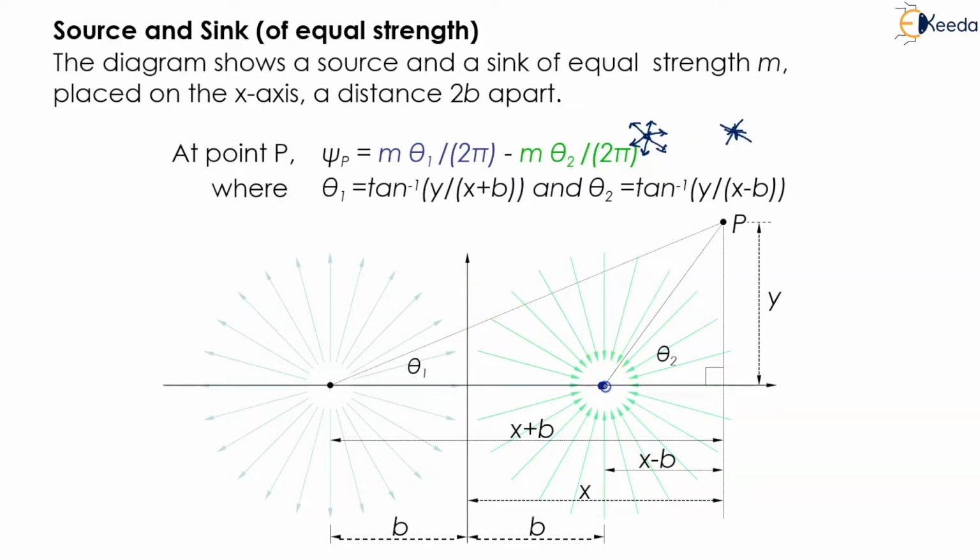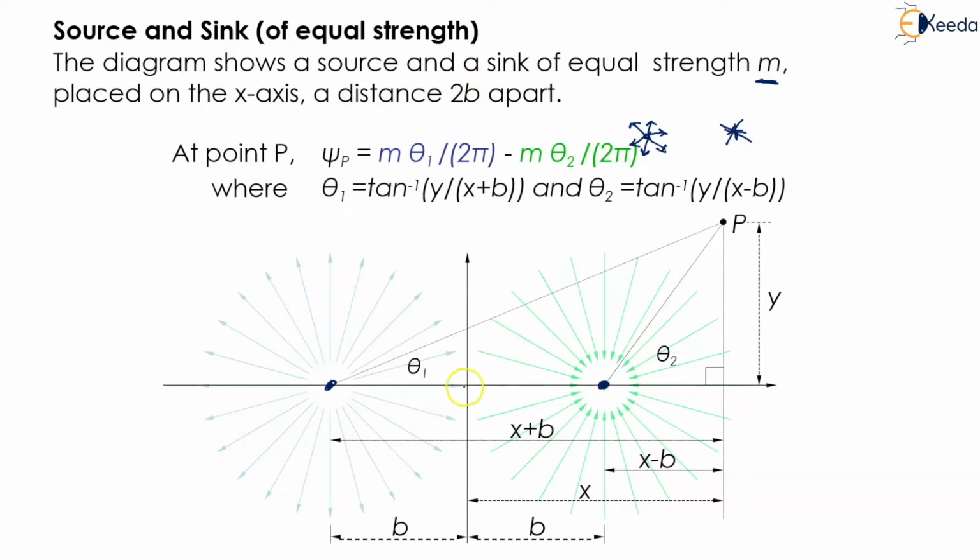Now this is my sink flow. I can see the flow is moving inwards, while from this point the flow is moving outwards. So the diagram shows a source and a sink of equal strength m, placed on the x-axis at a distance of 2b apart.